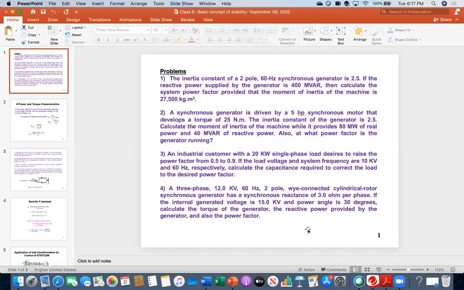Sir, how to calculate omega m, sir? No, first you see the very first line of the problem, 60 hertz. So first find out the synchronous speed, 120 f over p. Yeah, that is done, sir. After that, you have to convert into radian per second, multiply by 2 pi and divide by 60. Okay, I got it. So 120 f by p is expressed in RPM, that is into 2 pi by 60, right? Yeah, 2 pi by 60.